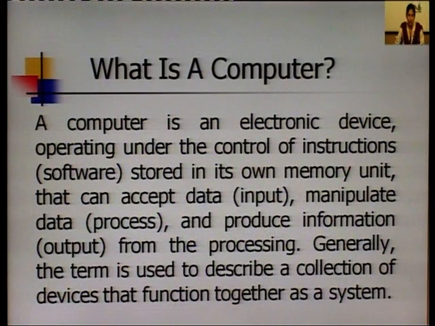First, we will study what a computer is. A computer is an electronic device operating under the control of instructions, the software instructions stored in its own memory unit, that can accept data, also known as input, manipulate that data, which is known as process, and produce information in the form of output from the processing. Generally, the term is used to describe a collection of devices that function together as a system to perform some operations.